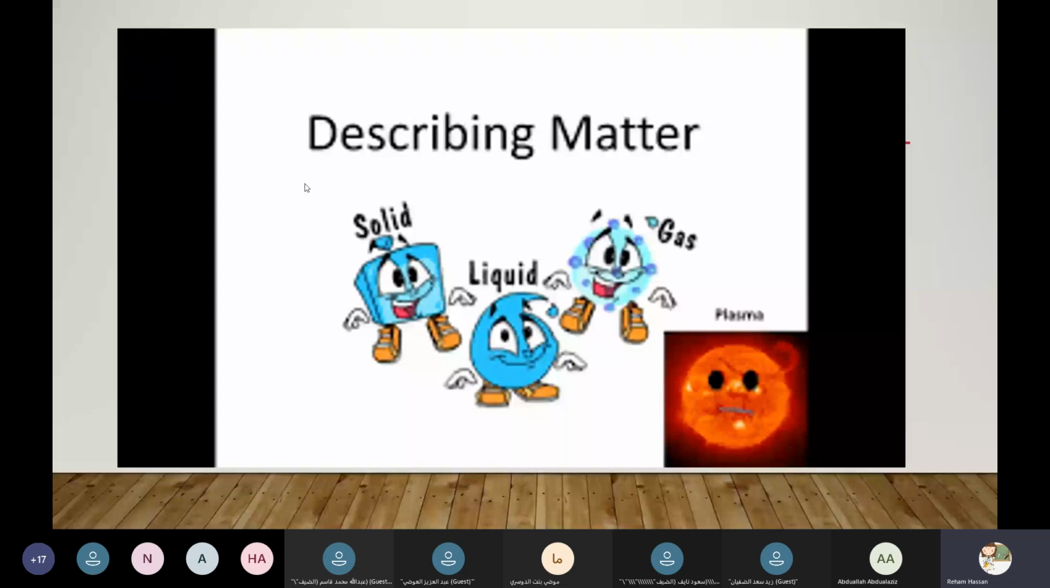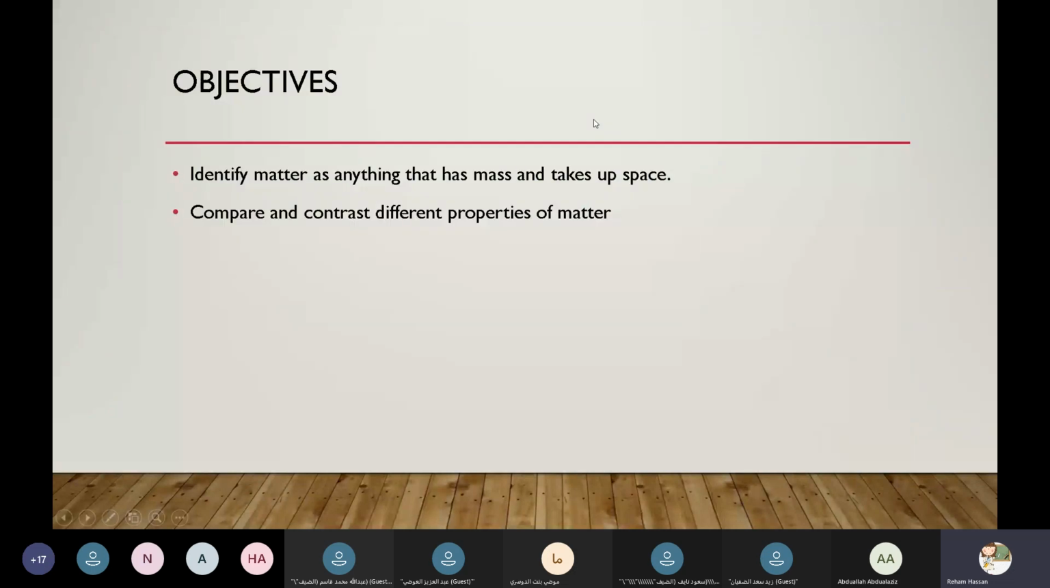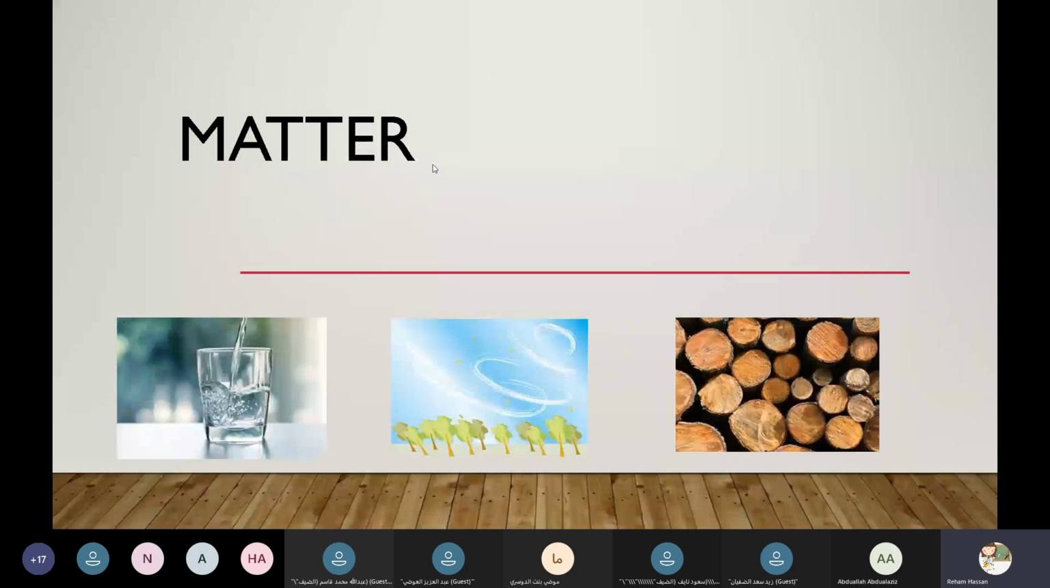In the last week, we started a new chapter and a new lesson. It's called Describing Matter. Let's complete it today, inshallah. We will compare and contrast the different properties of matter and identify matter as anything that has mass and takes up space. Okay, first, let's revise.